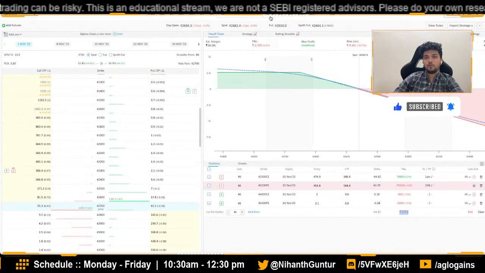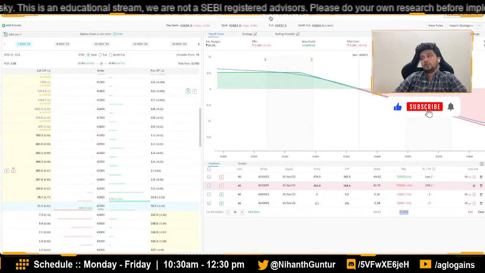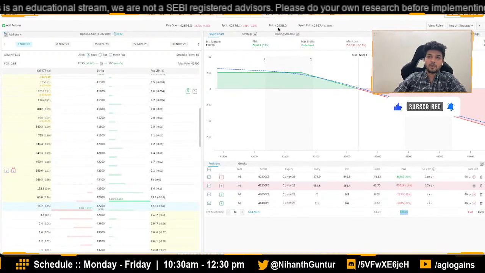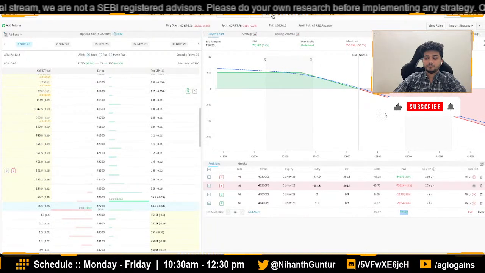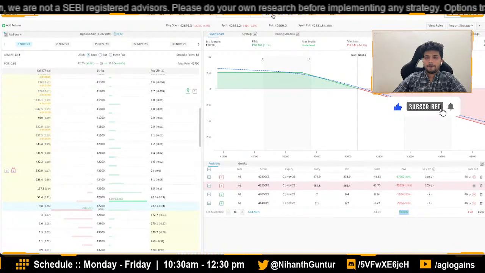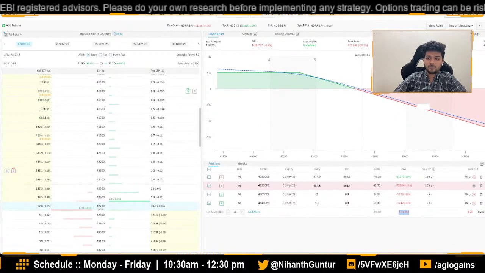We will run this till 2:55. That's when I exit my positions. Usually it's till 3, but 2:55, I've seen that it works better in my experience. So we are almost there. I think we can almost anticipate what's going to happen.